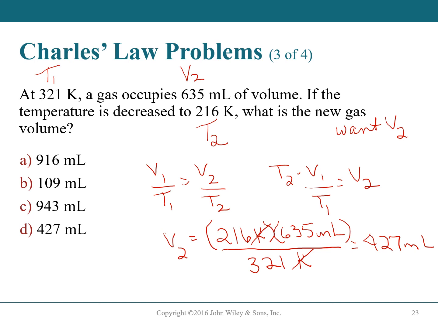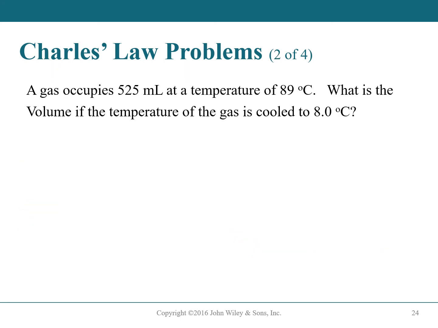So, does that make sense? If I decrease the temperature, my volume will shrink. Okay? All right, last problem, and then we'll move on. A gas occupies 525 milliliters at a temperature of 89 degrees Celsius. So this is V1, and this is T1. And what is the volume if the gas is cooled to 8 degrees Celsius? So this is V2, and we are looking for V2.